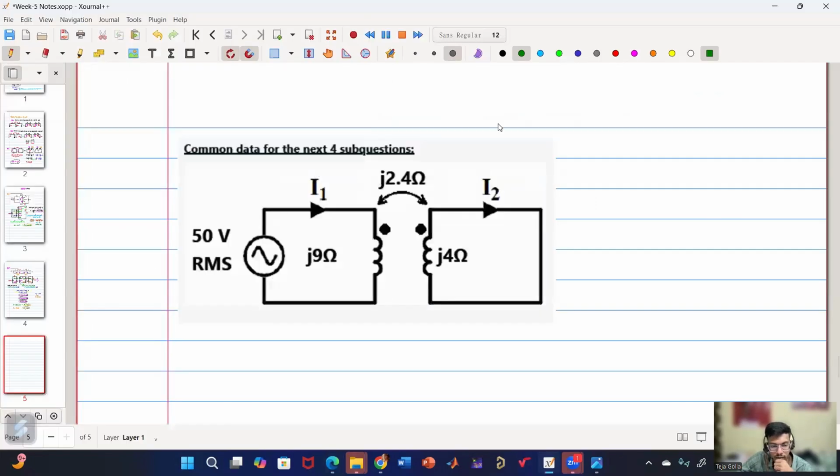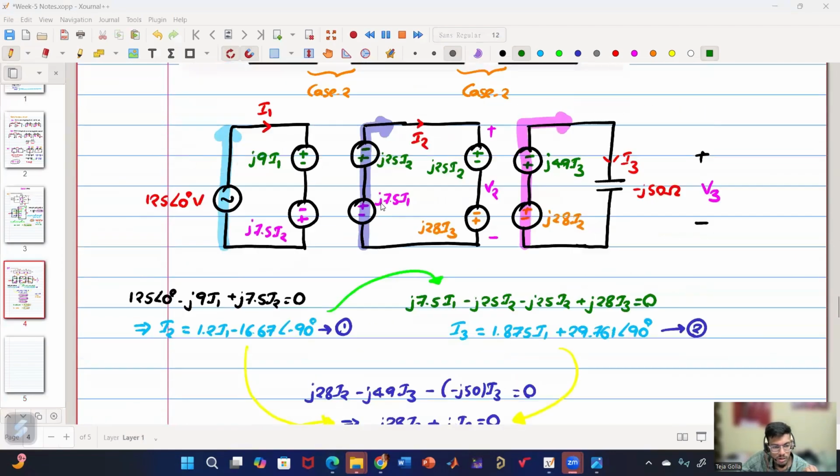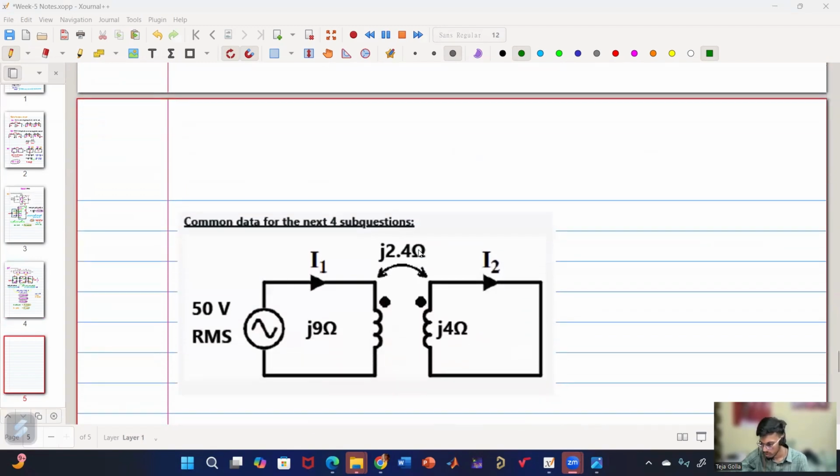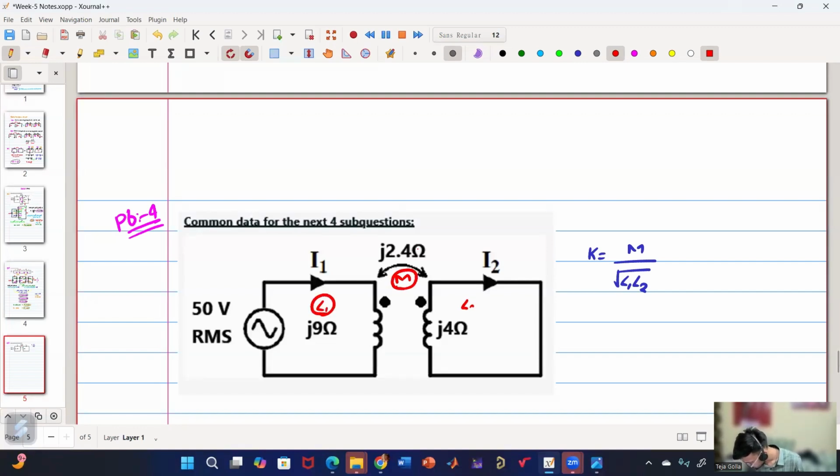Okay. So we have solved how many? 3 problems, right? So this will be our 4th problem if I'm not wrong. Yeah, 4th problem. So first, the coefficient of coupling: there is a formula which is k equal to M by square root of L1 L2. So here this is M, this is L1, this is L2. So from this, can you tell me what will be the value of k? This is how it is defined basically.